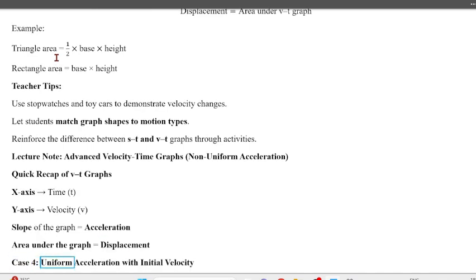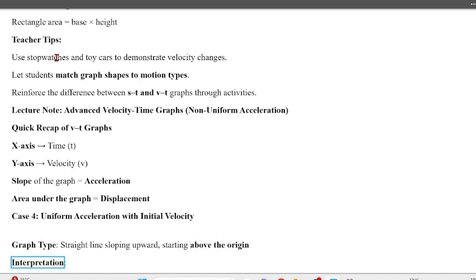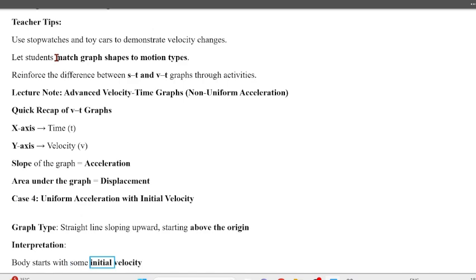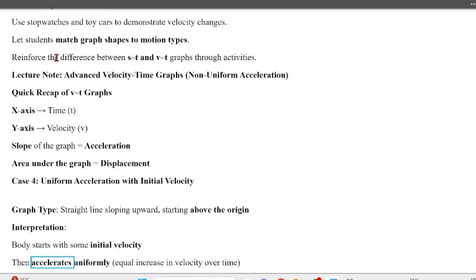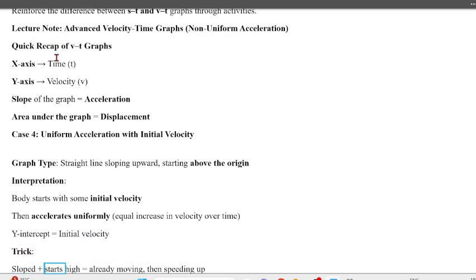Case 4: uniform acceleration with initial velocity. Graph type: straight line sloping upward starting above the origin. Interpretation: body starts with some initial velocity, then accelerates uniformly. Equal increase in velocity over time. Y-intercept is equal to initial velocity. Trick: slope plus starts high is equal to already moving, then speeding up.